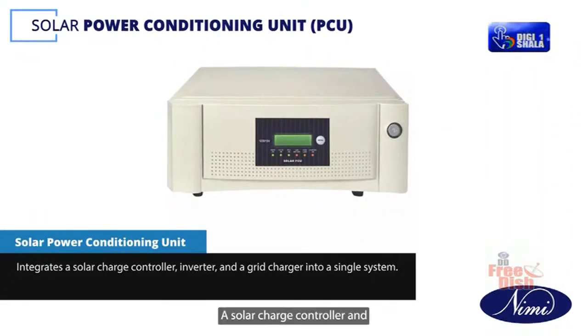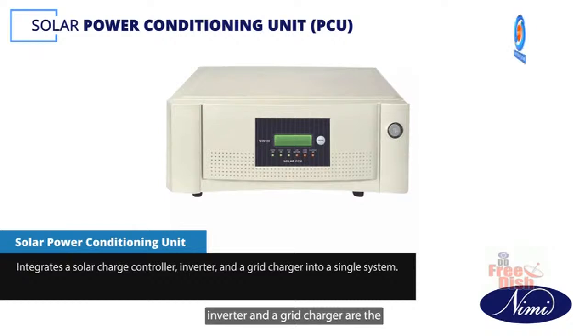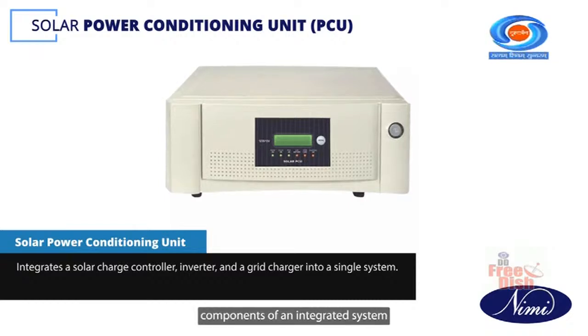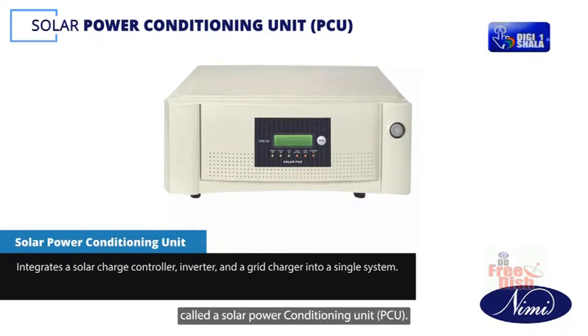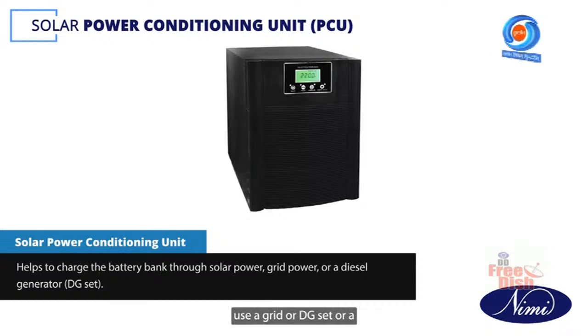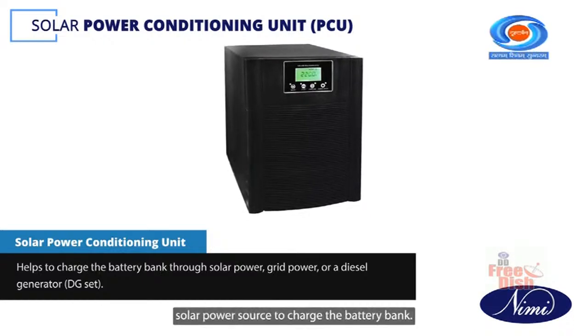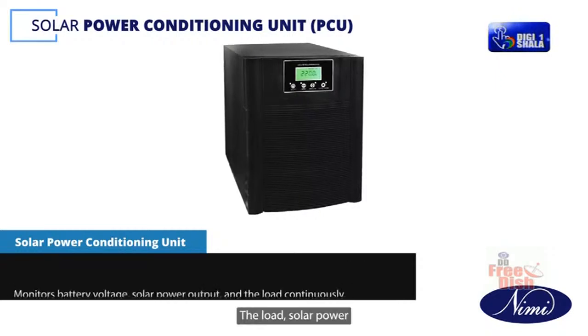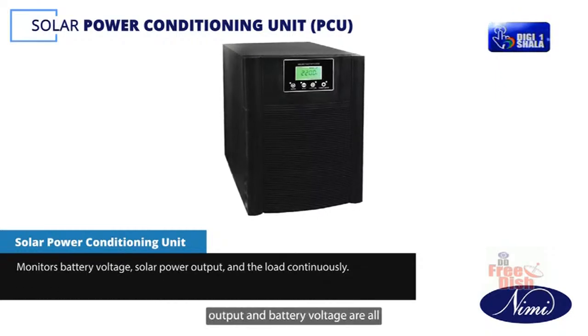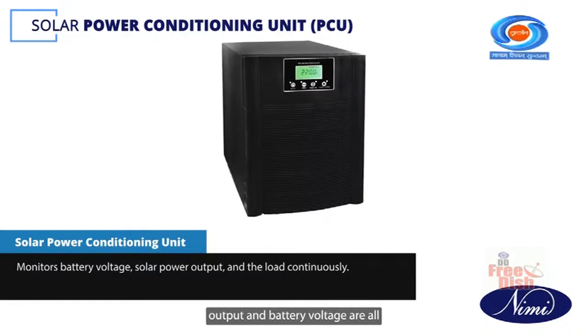A solar charge controller, an inverter, and a grid charger are the components of an integrated system called a Solar Power Conditioning Unit (PCU). It offers the option to use a grid or DG set or a solar power source to charge the battery bank. The load, solar power output, and battery voltage are all continuously monitored by the PCU.